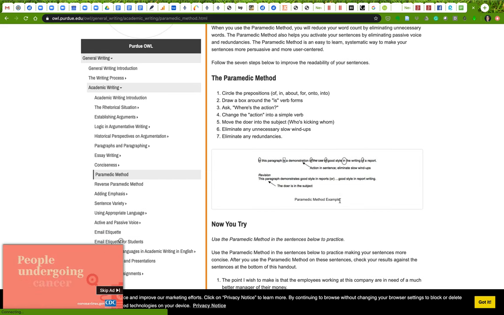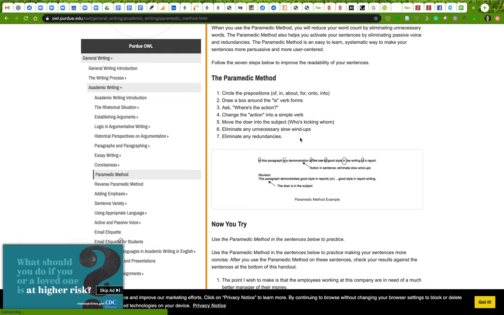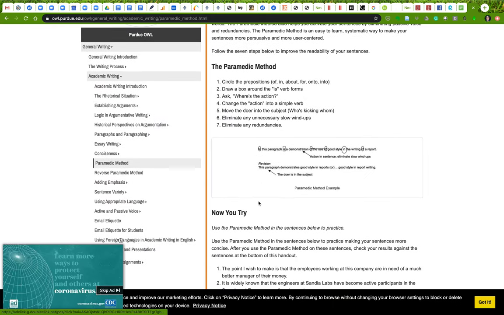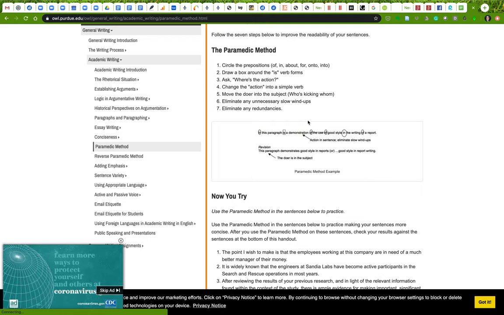So there are seven main steps here, and I'm going to show you how you can adapt them for electronic work, say on Google Docs. So this is just the Purdue OWL website that has a good overview of the paramedic method.